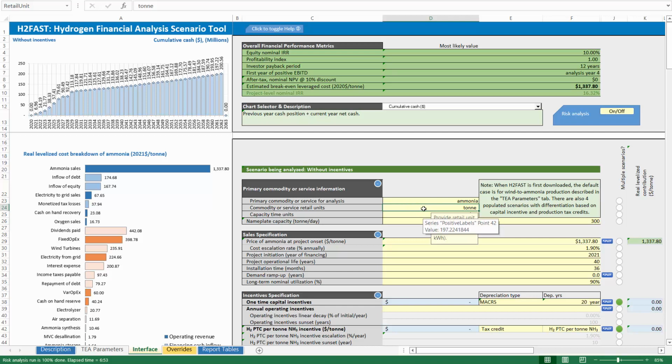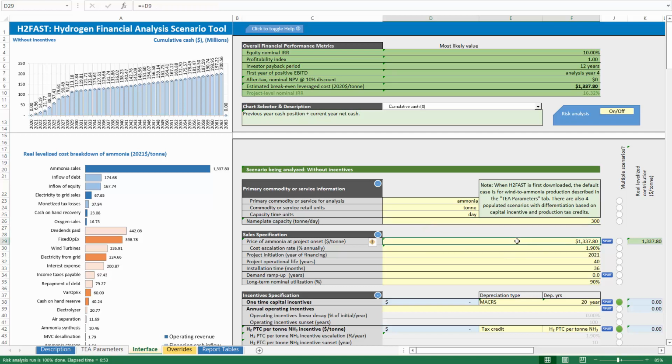We've identified it as tons, and also the capacity is tons per day. So this is the time unit of the capacity. We have the capacity as 300 tons per day, which points to the techno-economic parameters tab.